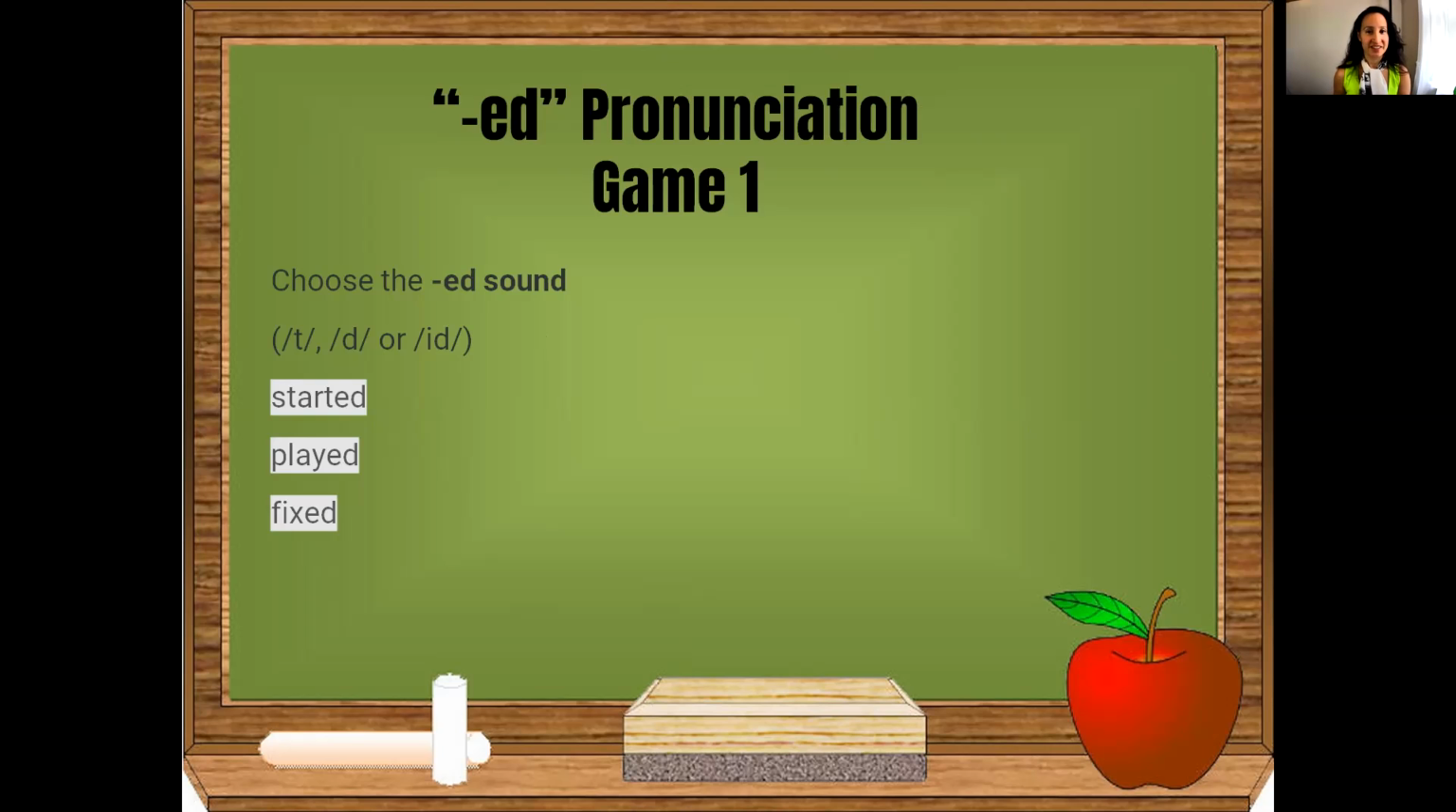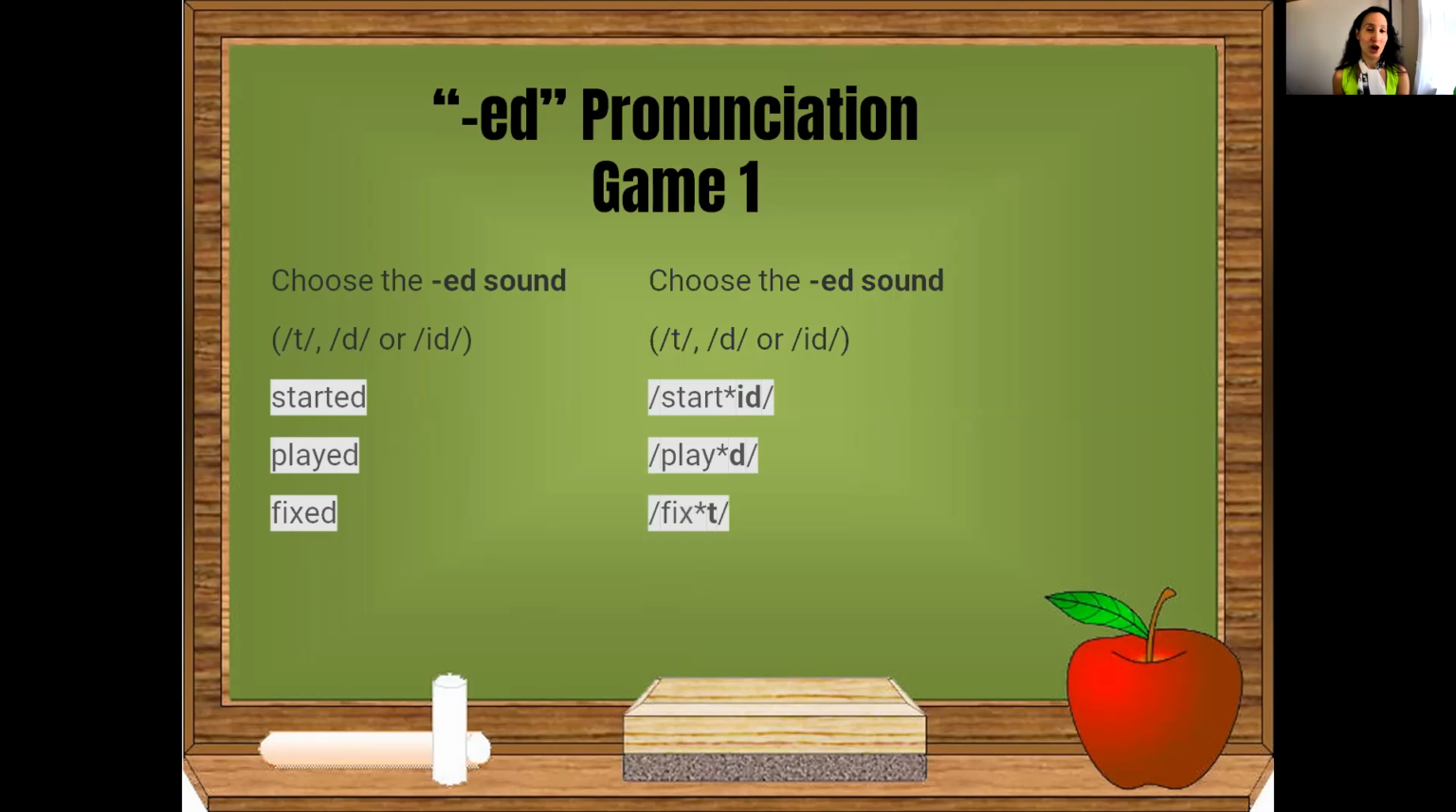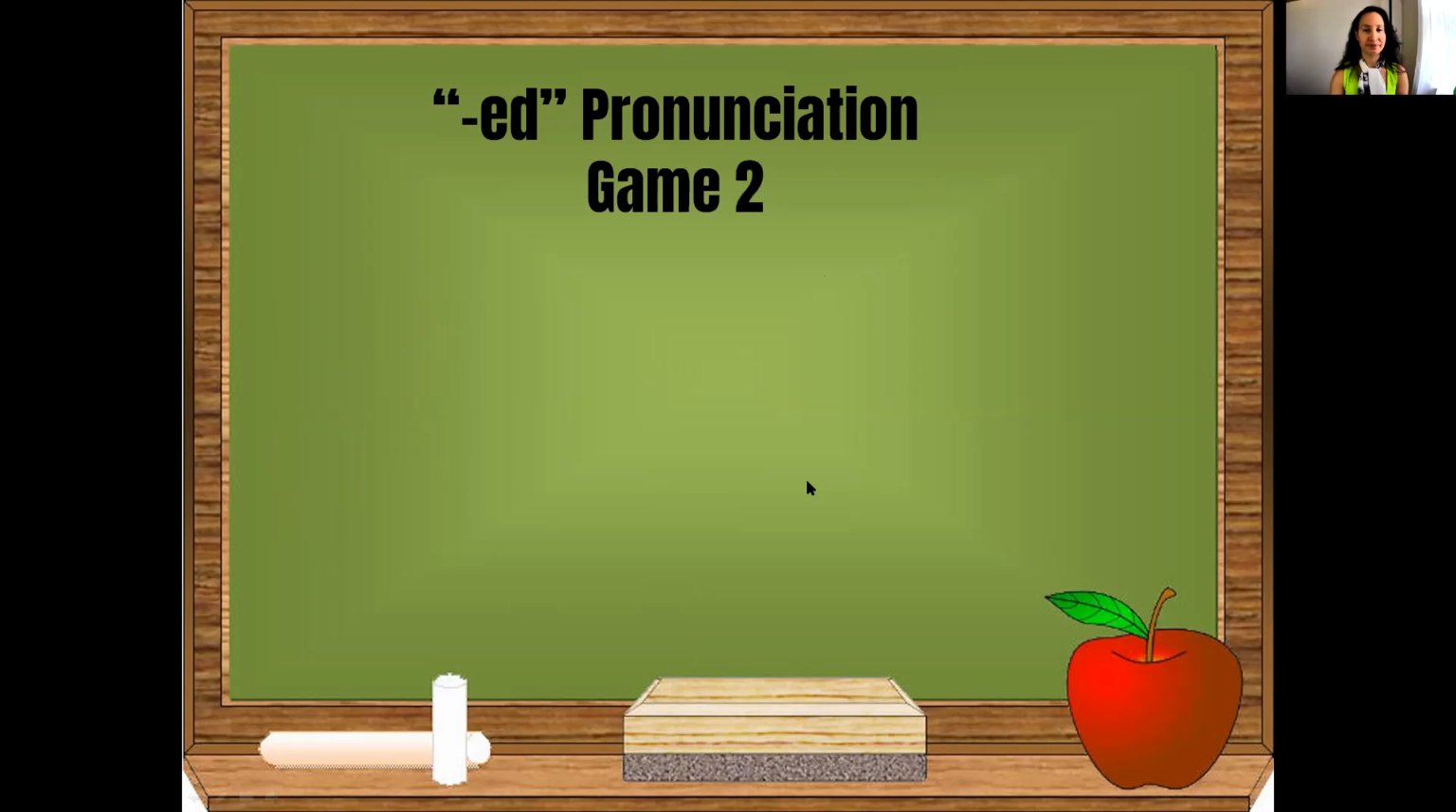Okay. Here are the answers. Did you get it? I hope you got it. Okay, so let's repeat. Started, played, fixed. Bet you're getting better. Okay, another 3 set of words. You're going to choose the ED sound. So by now, you should know there's 3 sounds. T, D, and ID for ID.